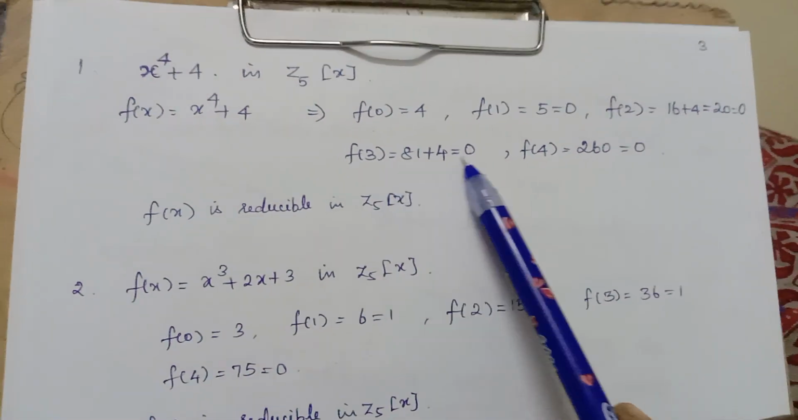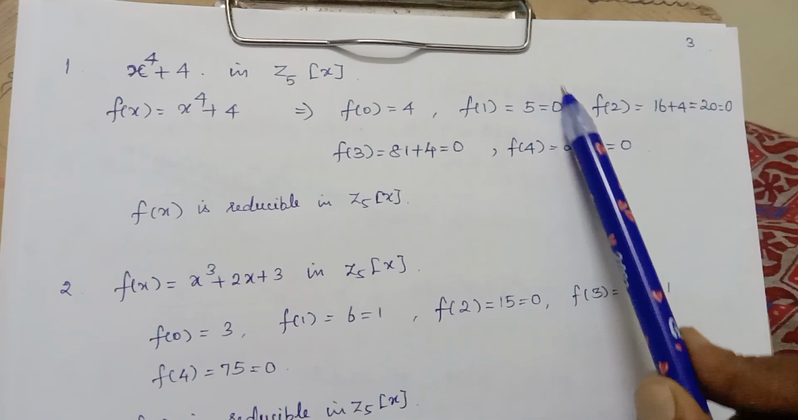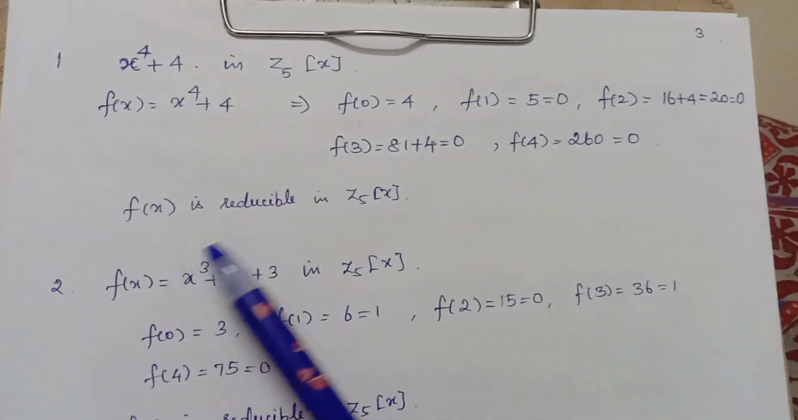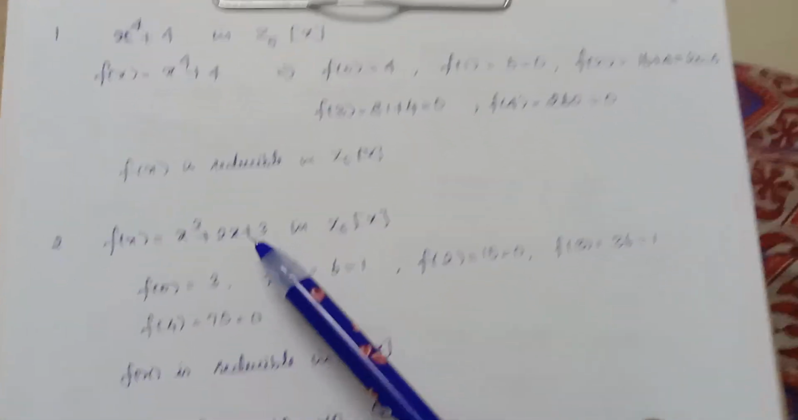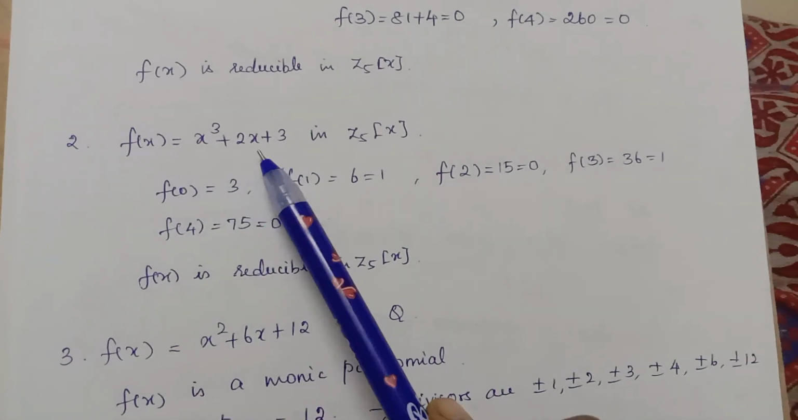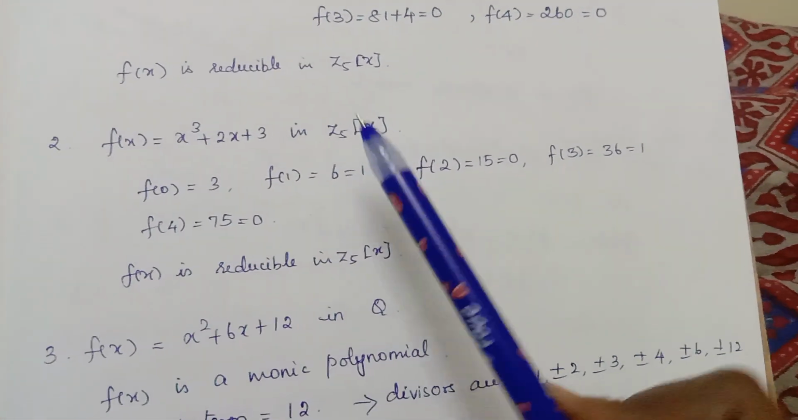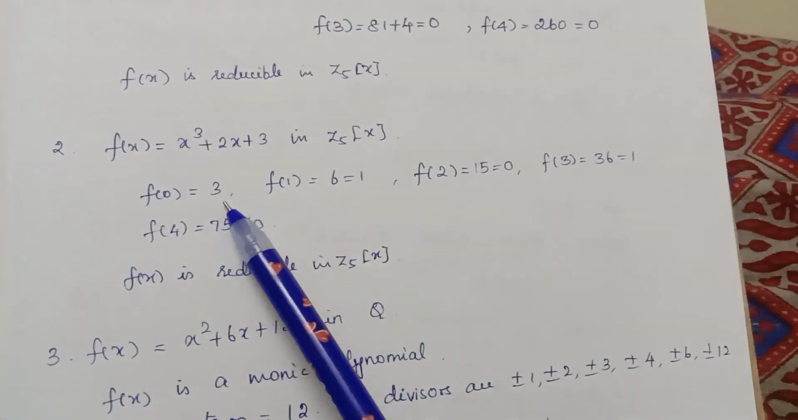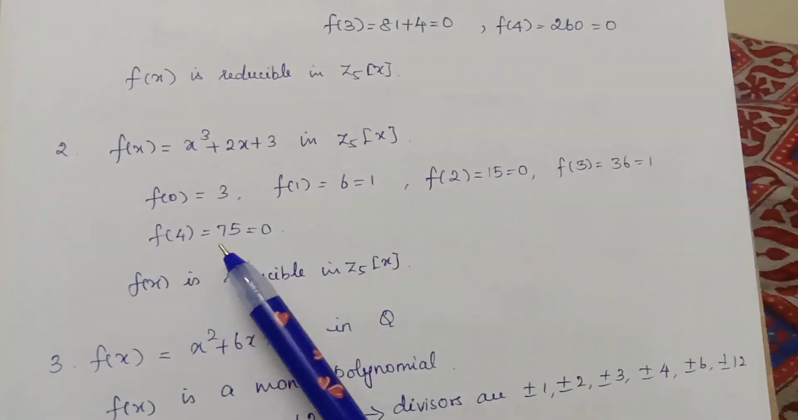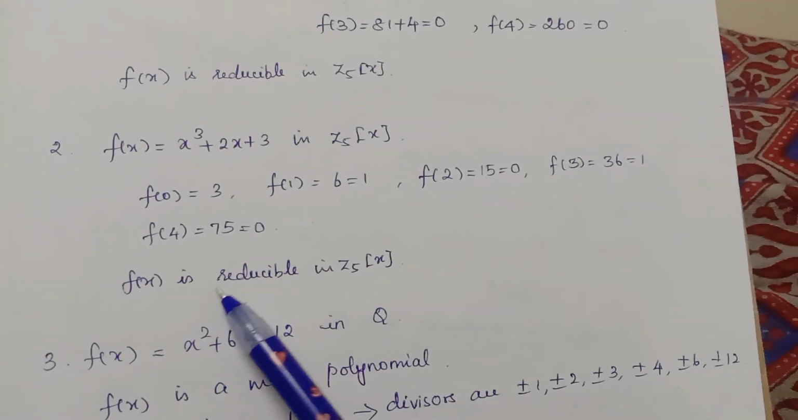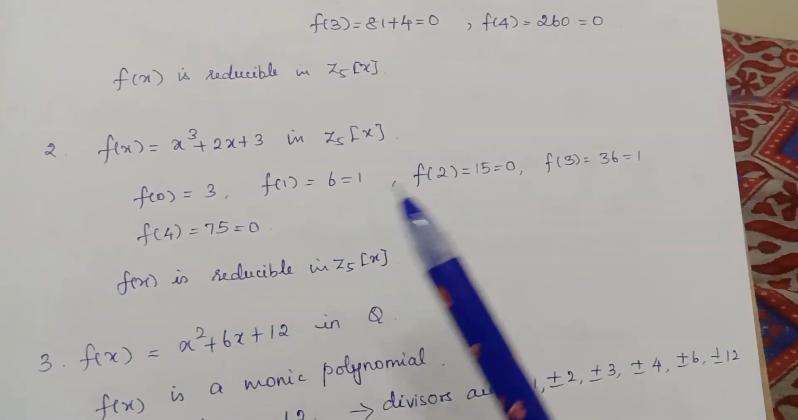So 1, 2, 3, 4, all these 4 values are roots of this polynomial in Z5[x]. But there is no need to proceed like this. Only when you find one of the roots, it's enough, and directly you can say it is reducible. Next, one more polynomial, x cube plus 2x plus 3 in Z5[x]. The same thing: you check with the numbers 0, 1, 2, 3, and if you get 0 somewhere, you stop there and write it as reducible, otherwise you say it is irreducible.